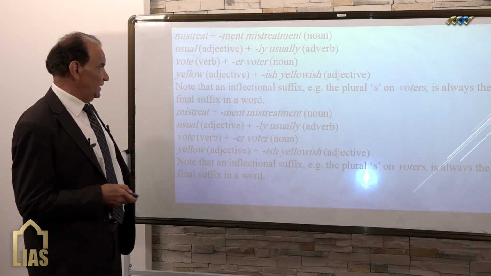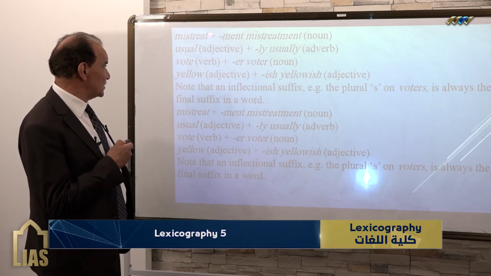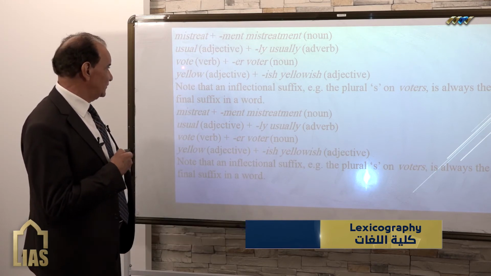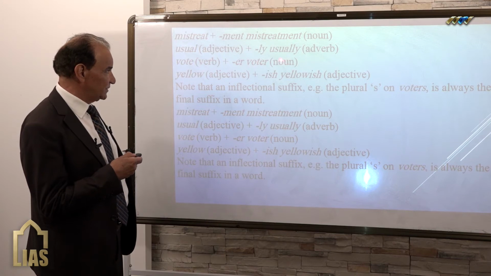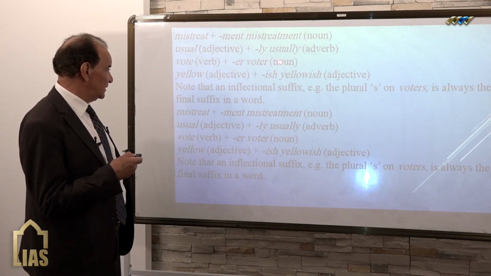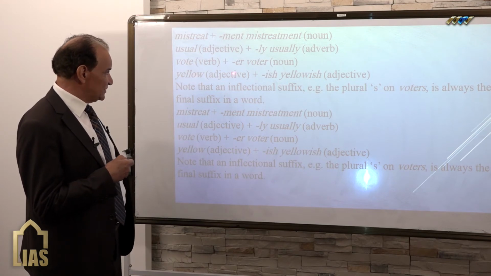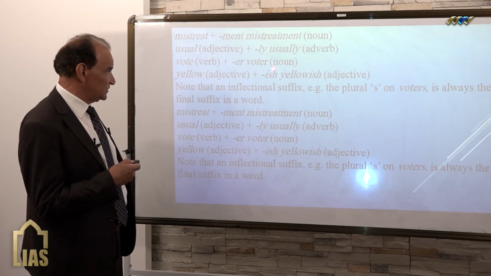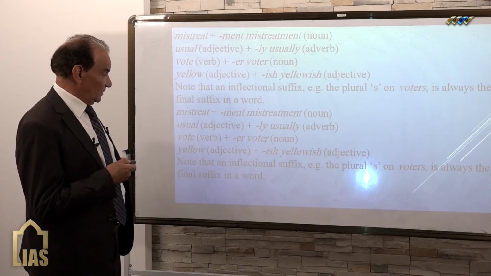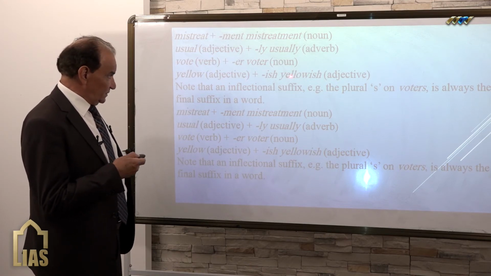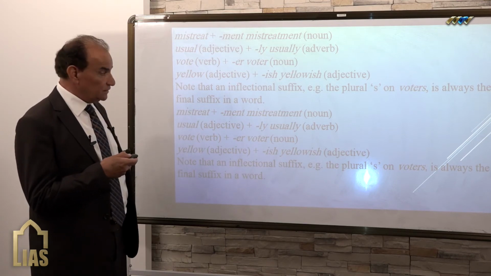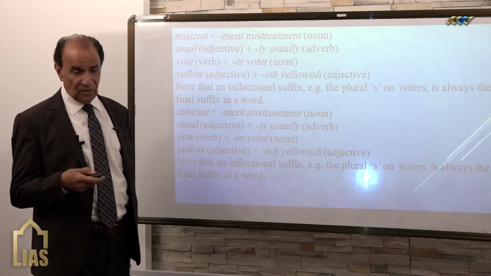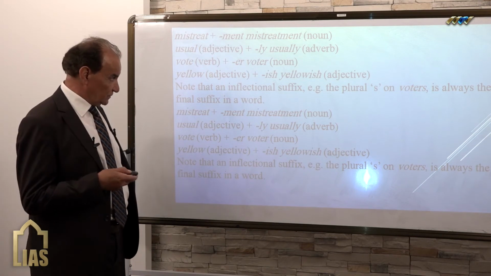Mistreat, M-E-N-T, mistreatment, noun, changed from a verb into a noun. Usual, adjective, L-Y, usually, adverb. Vote, verb, E-R, voter, changed into a noun. Yellow, adjective, plus ish, I-S-H, yellowish, adjective. No change here. Still the yellow is there, but as we said, not always, but usually. So there are some exceptions.